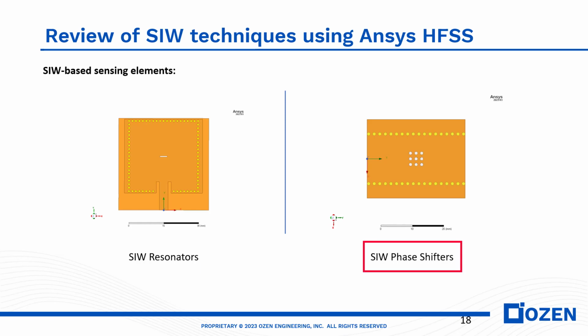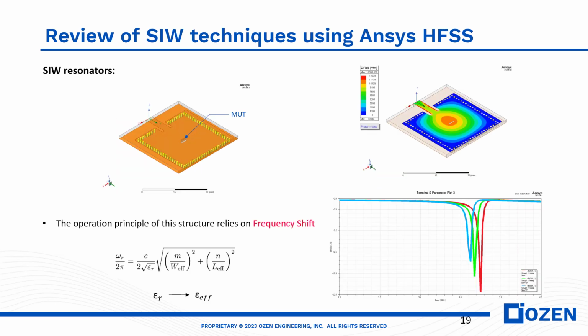By introducing phase shifts in the signal transmitted through the SIW, it is possible to detect changes in the dielectric constant of the material placed in the sensing region of the waveguide. This technique has the advantage of being relatively simple to implement and does not require any resonant structures, which can be beneficial in some applications.